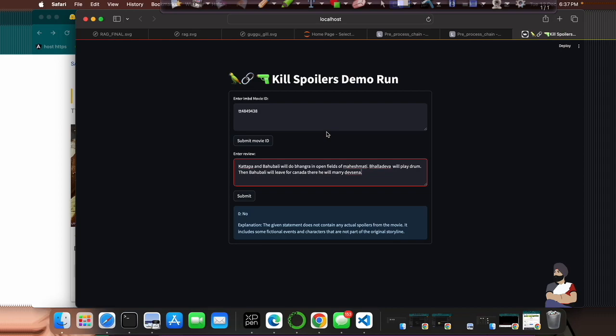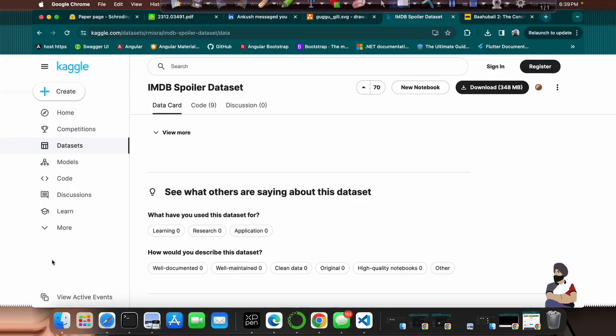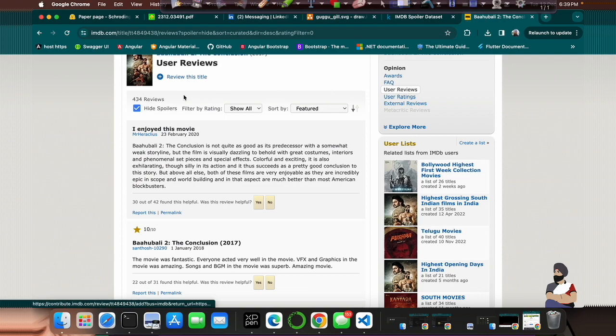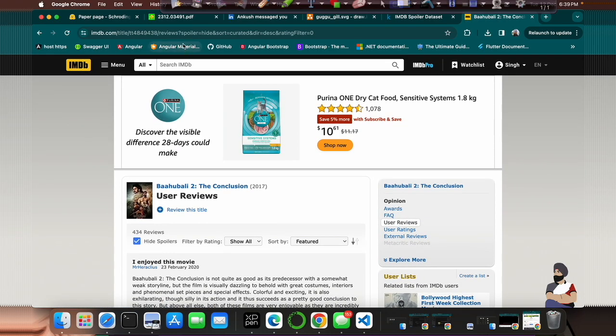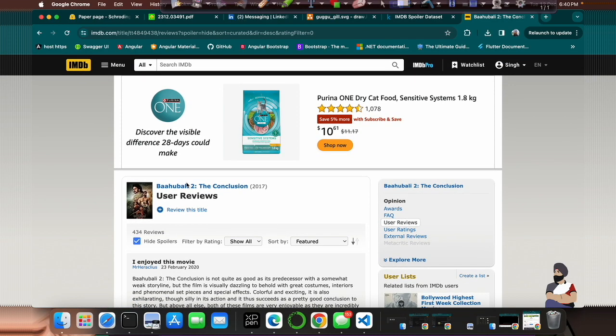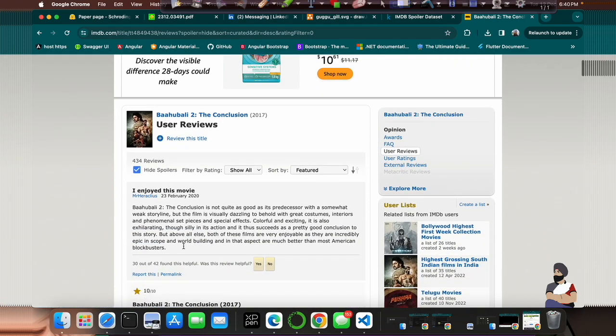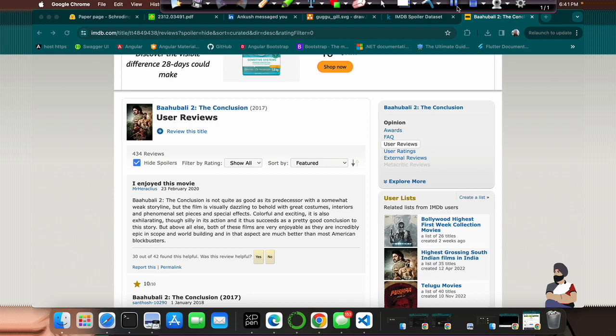So this is a very simple application, and in my next video I'm going to automate all of this. How my Chrome extension is going to work is that whenever you hit an IMDB movie page, it will copy the movie ID, and it will scrape the text, like movie reviews, movie synopsis and movie summary, and using that it will block the spoilers.